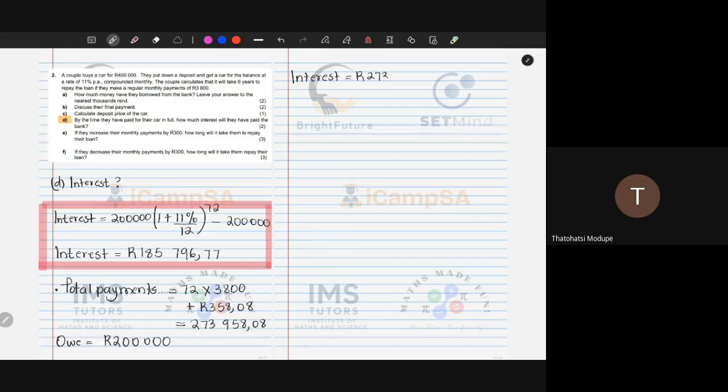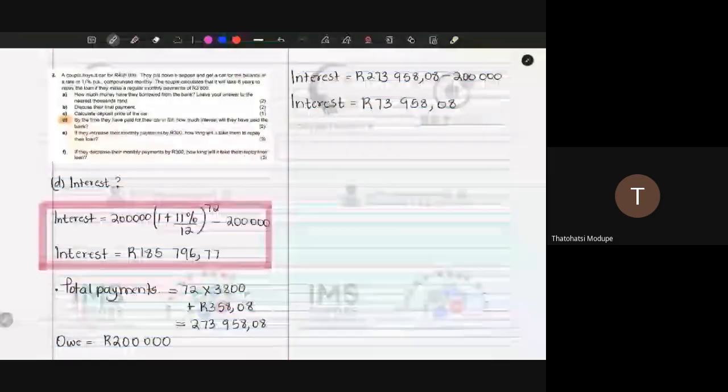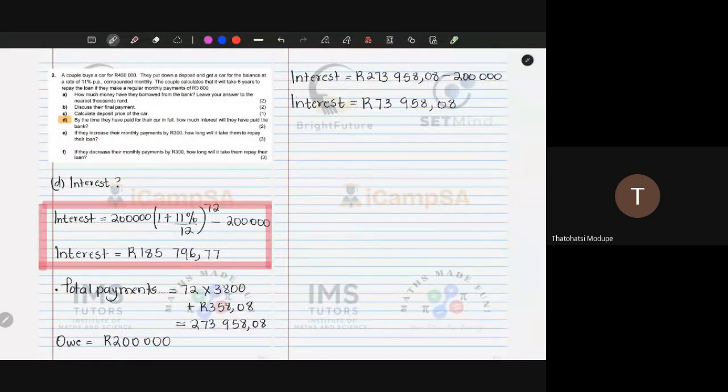It is 273,958.08 minus this 200,000. What is the answer, guys? So it will just be the 73, so it will be 73,958.08. So essentially, we are giving the bank about 74,000 for not having 200,000 with us.